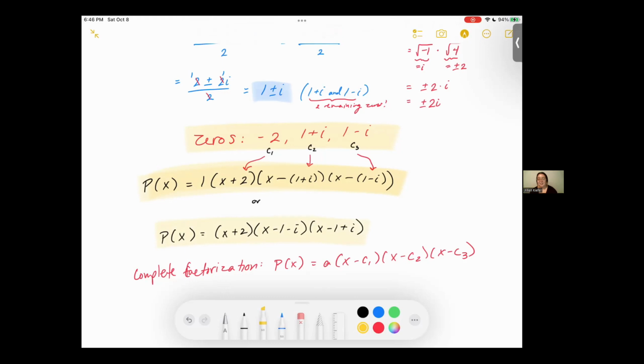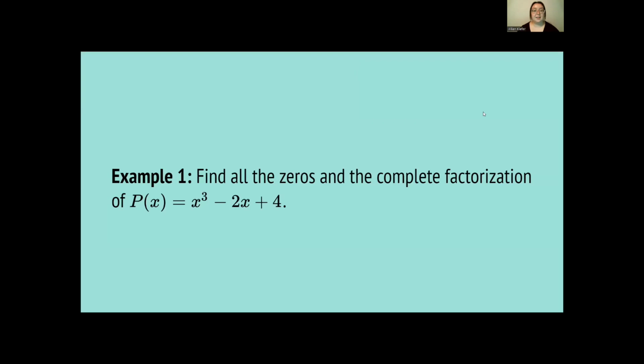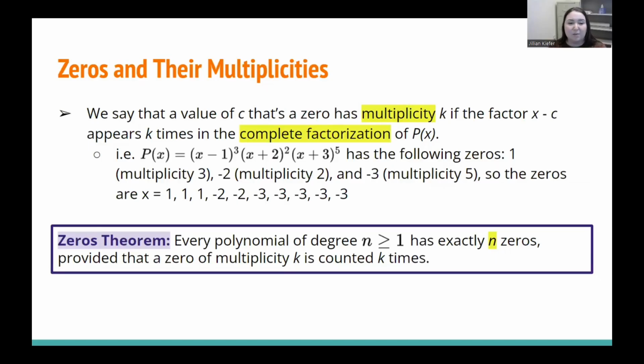So, all right, that wraps up example 1. So let's go ahead and go back over to our notes. All right, so that wrapped up example 1. So let's move on to zeros and their multiplicity. We say that a value of c is a zero, and it can have multiplicity k. And the multiplicity really stands for an exponent on a factor.